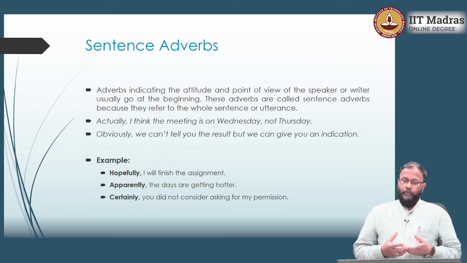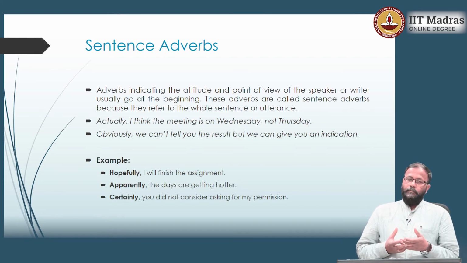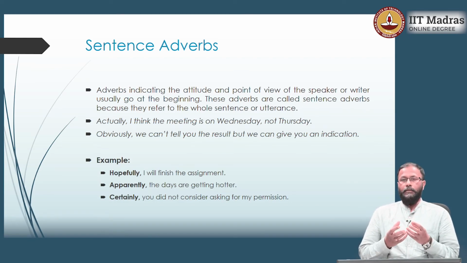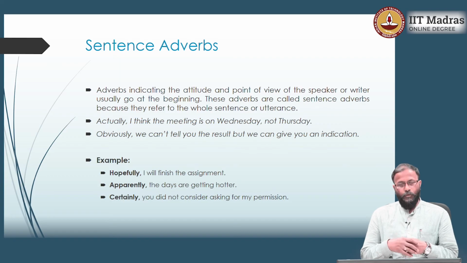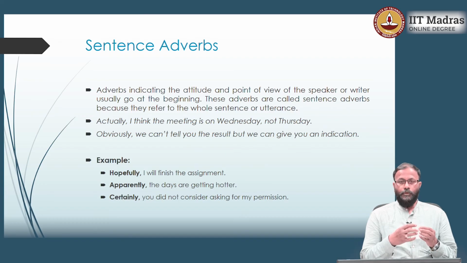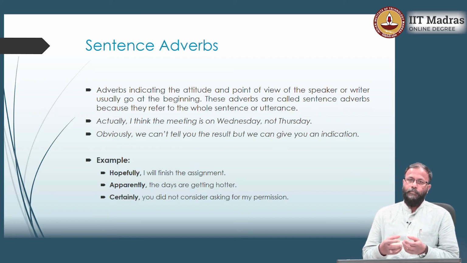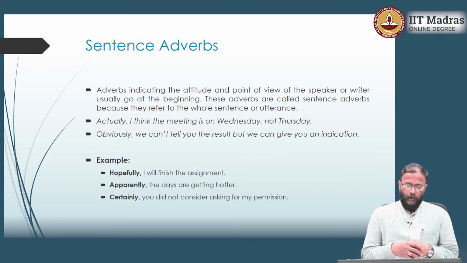Another category of adverbs: sentence adverbs. Why do we call them sentence adverbs? Because they take the entire sentence, the entire predicate, in their scope. For example, hopefully I will finish the assignment. The word hopefully takes the entire sentence and the action being performed in the predicate into its scope. And they usually occur at the beginning of the sentence. So, hopefully I will finish the assignment.